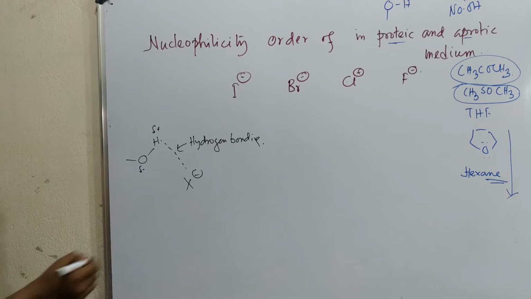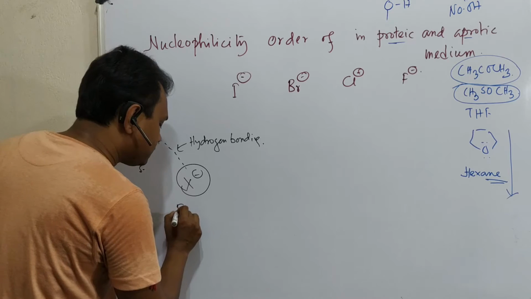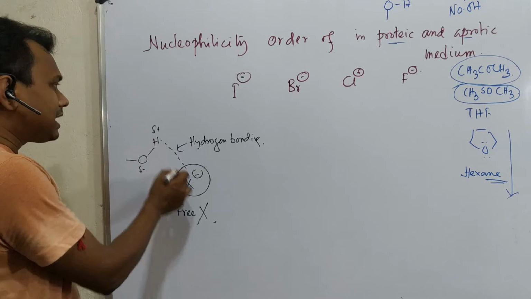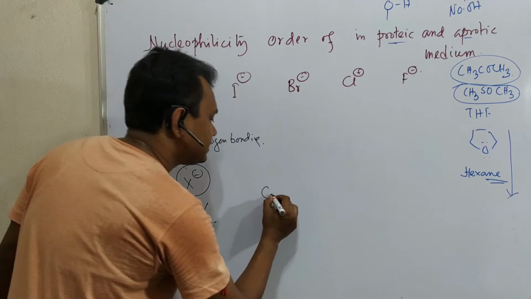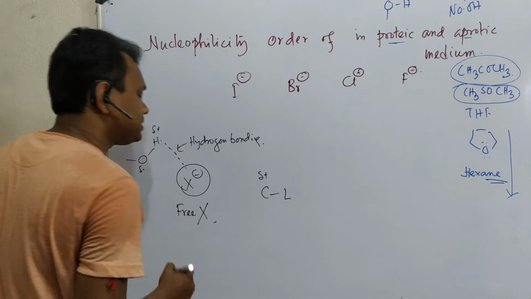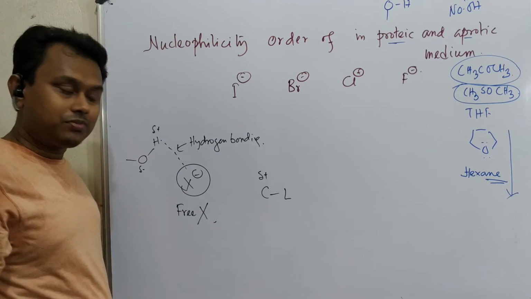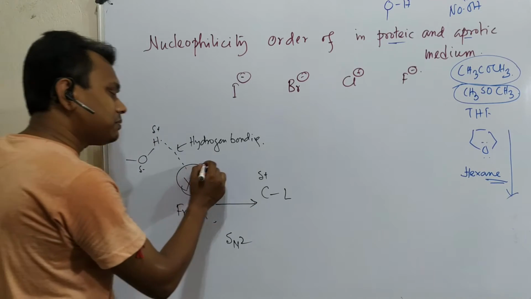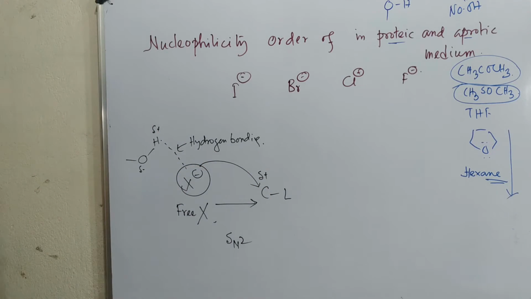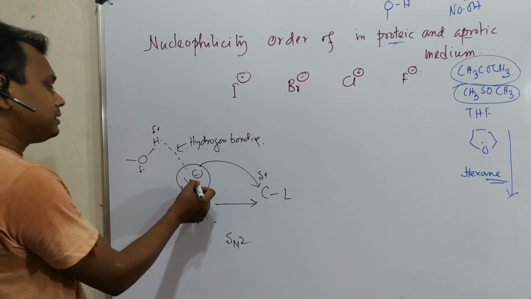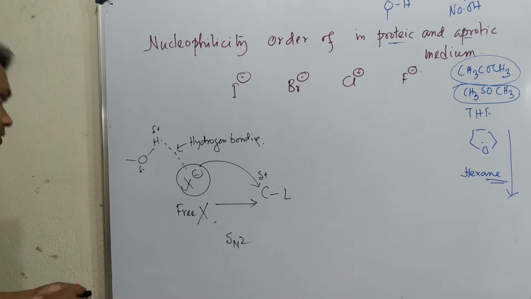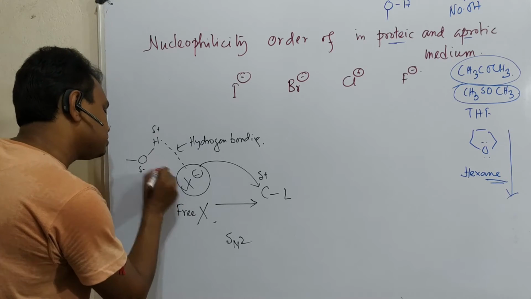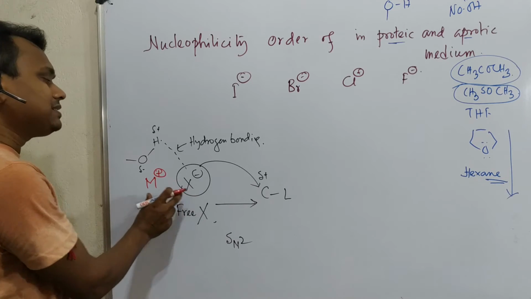So what is the consequence? This anion does not remain free. It has to break all these hydrogen bonds, and only then can it attack the electrophilic center. Actually, since we are discussing nucleophilicity order, it is better to say an SN2 type reaction. So it can't attack easily if it is hydrogen bonded. And remember, in hydrogen bonding, the X minus is stabilized, and along with that the corresponding M plus is also stabilized. So both M plus and X minus are stabilized.